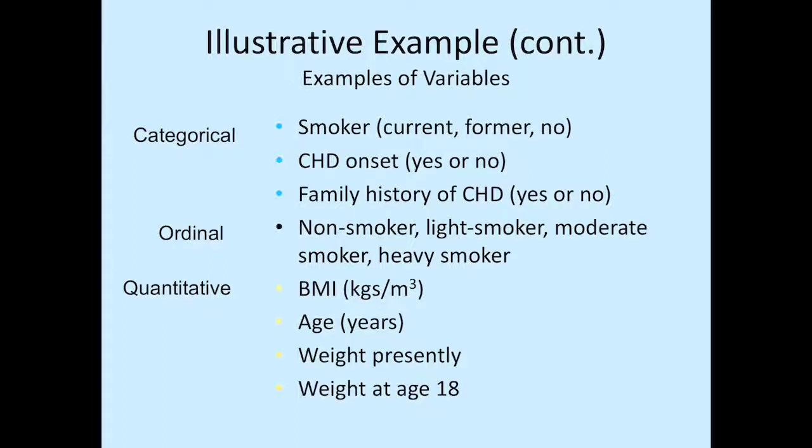Now remember, you have these categorical. There is no number associated with them, and you can't put them in a rank order. Whereas if we have ordinal, we have a non-smoker, light smoker, moderate smoker, heavy smoker. These are categorical values that are in a rank order. And then lastly, we have quantitative. So in quantitative here, we have a number value. So BMI is a number value, kilograms over meters squared. We have age, which is in years, weight presently, and weight at age 18.